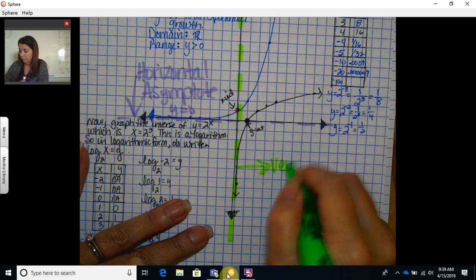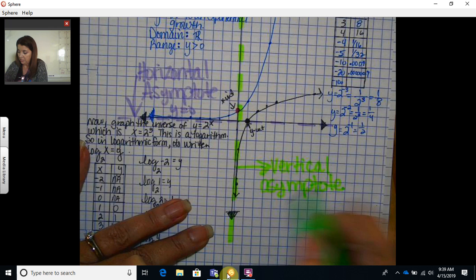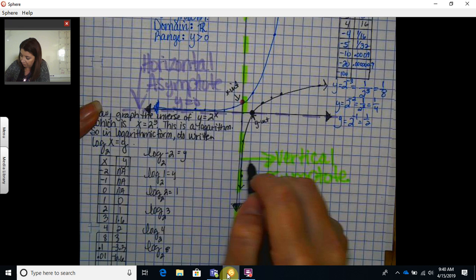It's hard to see. And what would be the equation of this vertical asymptote? x equals 0. Oh, sorry. I'm going to write over it in words. It didn't show up well. It says vertical asymptote at x equals 0.